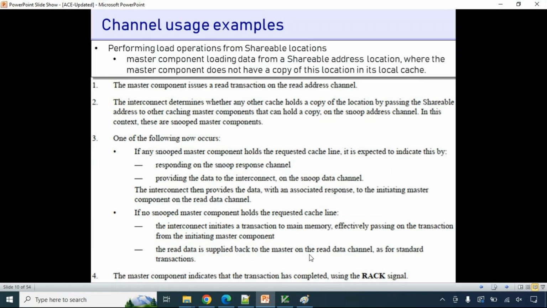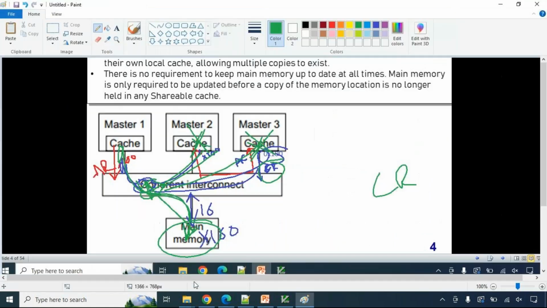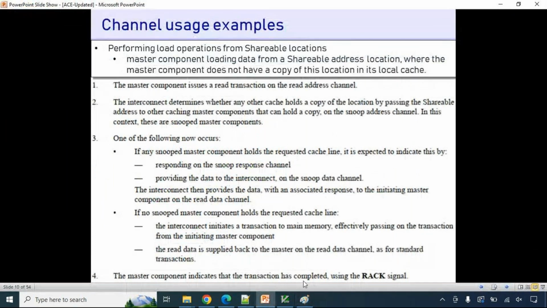Now the read data is supplied back to the master on the read channel as per the standard transaction. Which master component? The first one, master one, got the data. It indicates that the transaction has completed by using the R ACK signal. See, till this point, it is all the same as AXI read. Only thing is, before we go to the main memory, the interconnect is checking whether this cache line exists with any of the other master caches. If it exists, it gets it from them. If it doesn't exist, it gets the data from the main memory. The master component indicates the transaction is completed by using the R acknowledgement signal. So R ACK is an output of the master and an input to the cacheable interconnect. So the cacheable interconnect now understands that this transaction has completed.